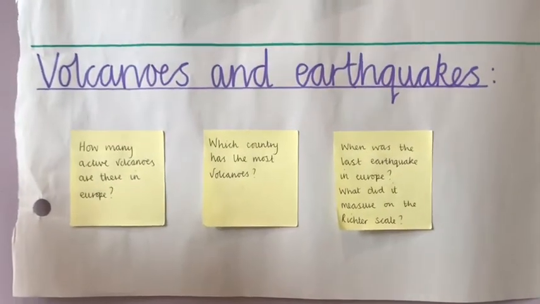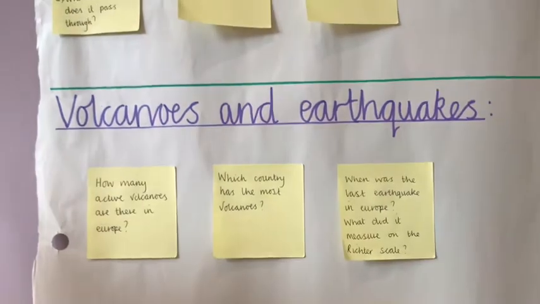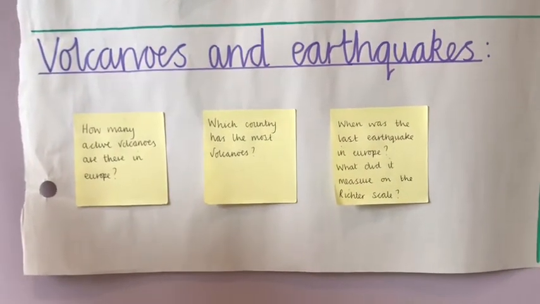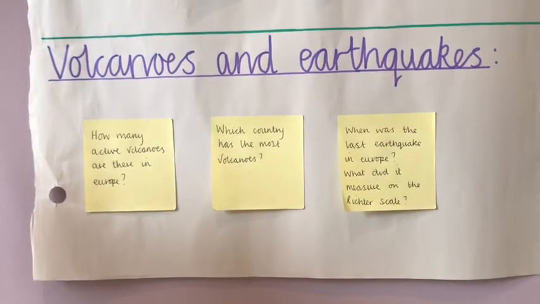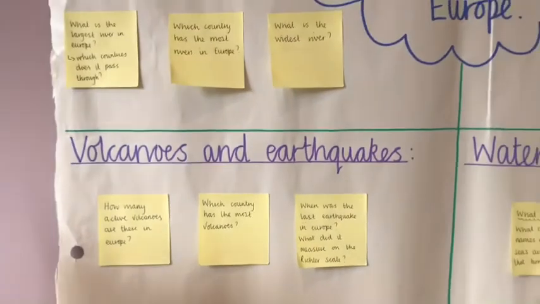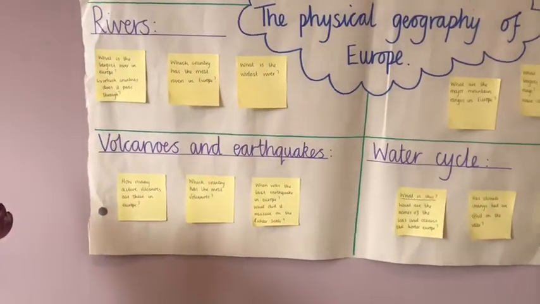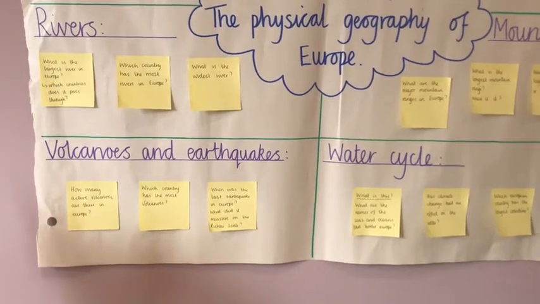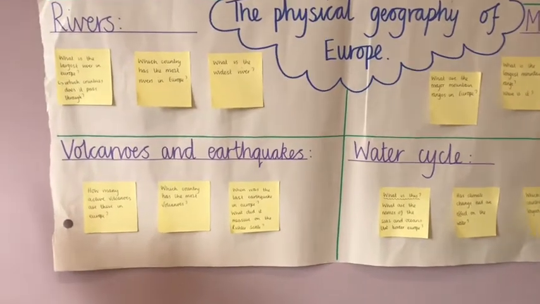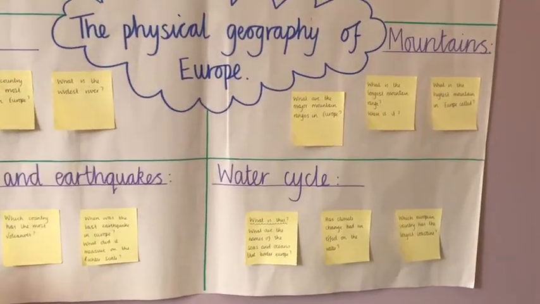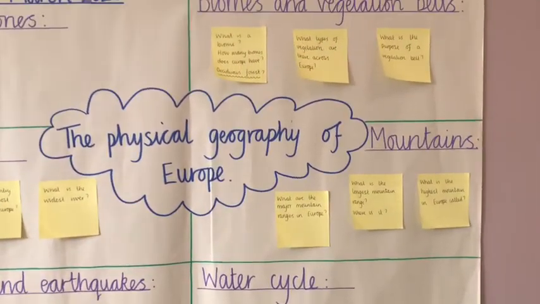Volcanoes and earthquakes. This is an exciting one. I really liked this one. So I had lots and lots of questions. But again, I think for this stage, I would work between 3 and 5 questions, just so that you have a balance of information across your project. You don't want one of your features to almost overweigh the others. So volcanoes and earthquakes, moving on to my water cycle, mountains, and then finally biomes.